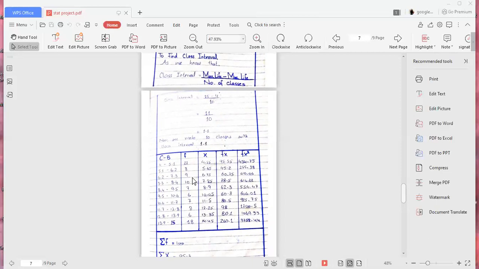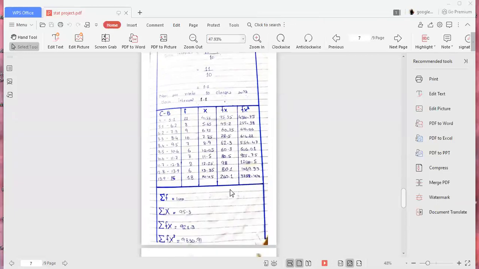For fx, just simply multiply the f column with the x column. So 21 multiplied by 4.55, you get 95.5. Similarly, 45.2, 60.75, you get all these values, the fx column. For fx square, we already have fx. Then you just multiply fx with x. You get the fx square column. So 95.5 multiplied by 4.55, you get 434.75. Similarly, you find all these values by the same method.